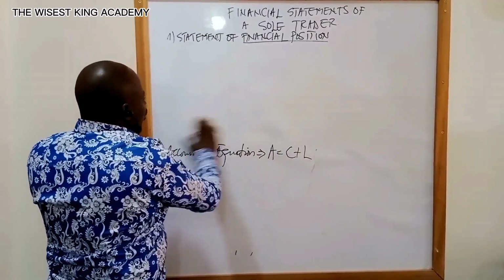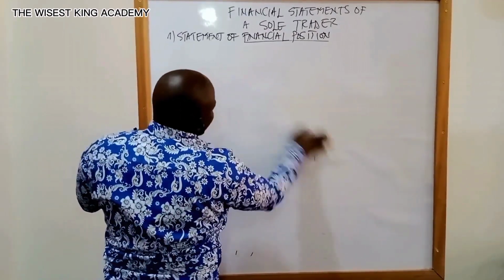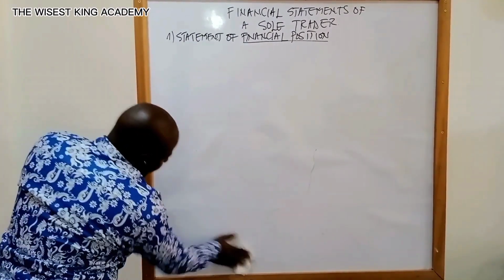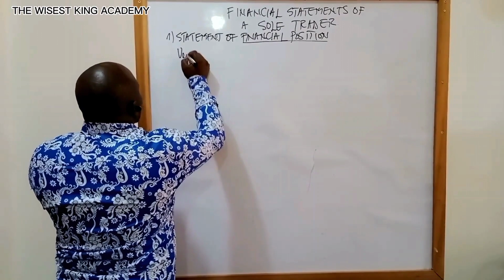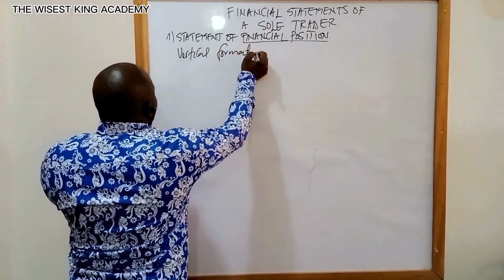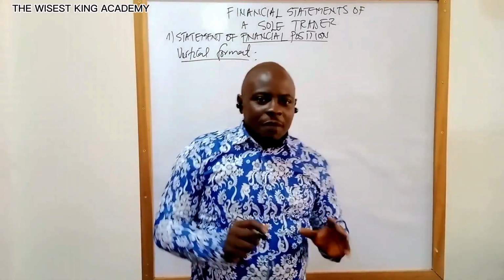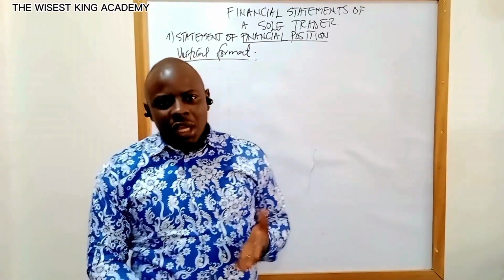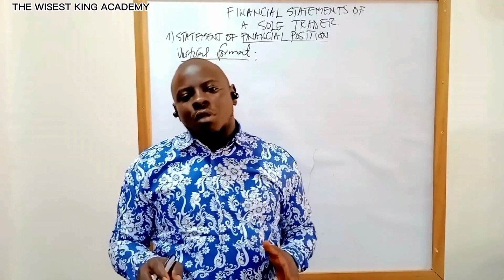All of the questions we'll be solving in accounting will mostly use the vertical format. Now, the vertical format has two sections, the upper section and the lower section. Both sections show the calculation of what we call capital employed.